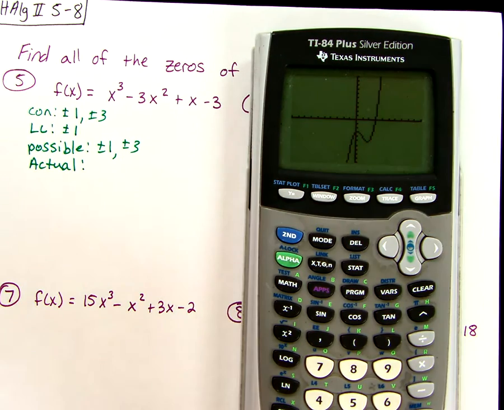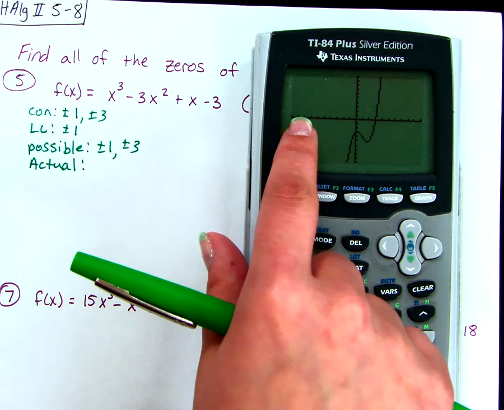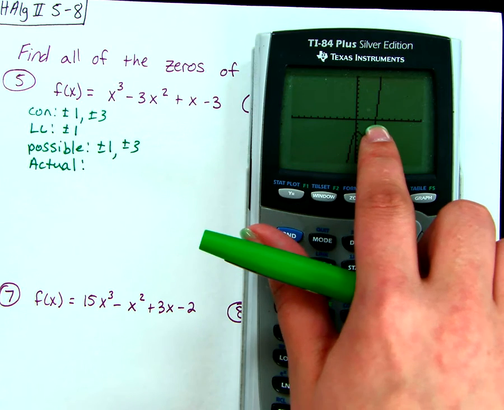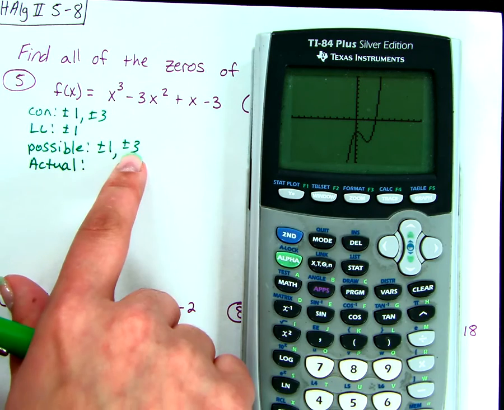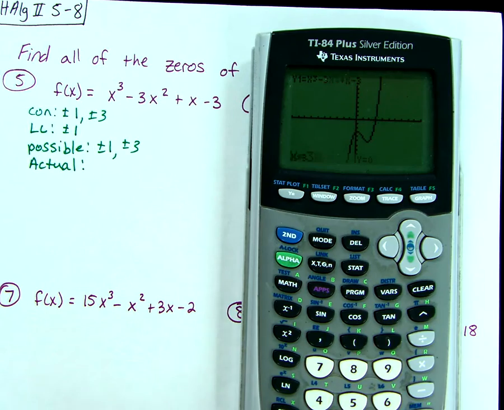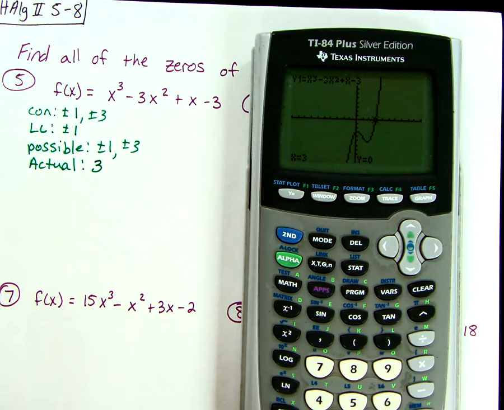Okay, and again, we're going to use logic, so common sense here, to decide which number is the best number to test. So we don't need to test any of the negatives because our graph isn't crossing on this side. And if I'm looking at this picture, it looks like it's crossing at positive 3. And that positive 3 is on our list. So I'm going to press the trace key, 3, enter. And we ended up with 0 for the y. So that means that one of my answers is 3.